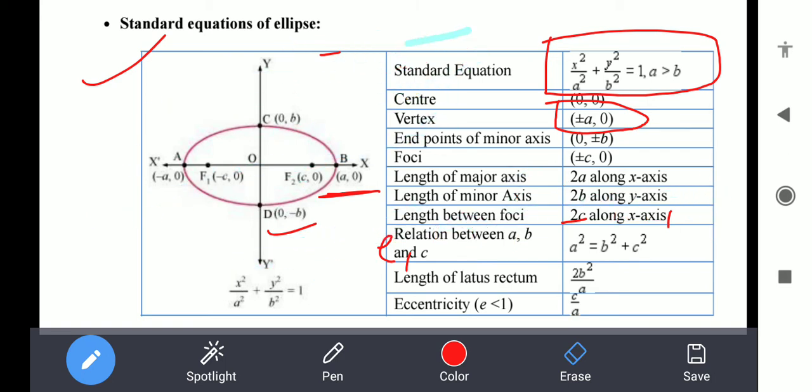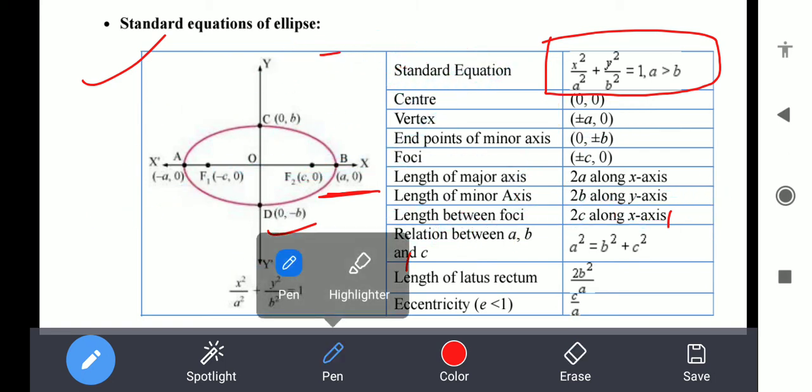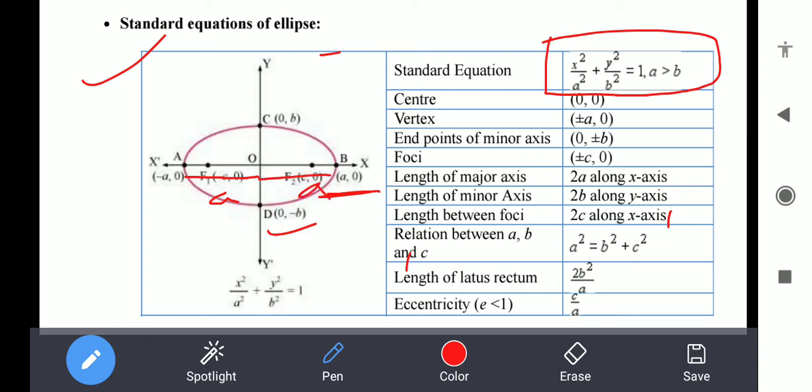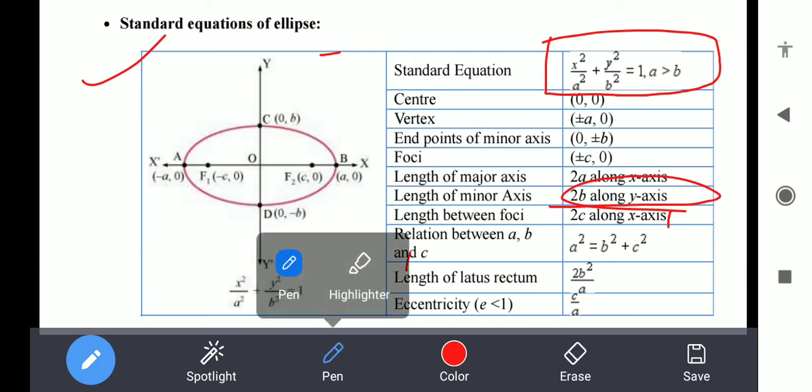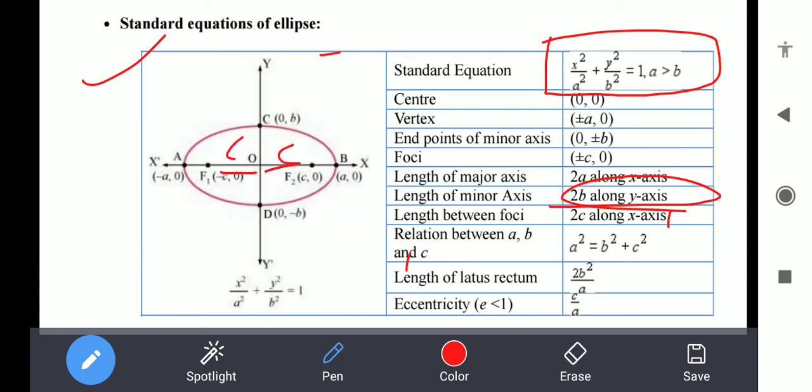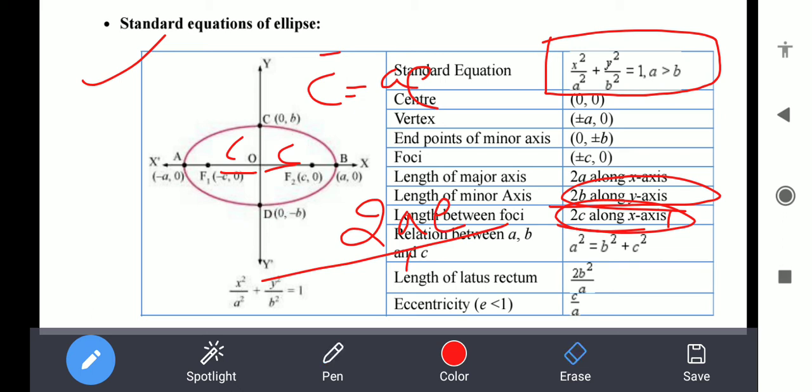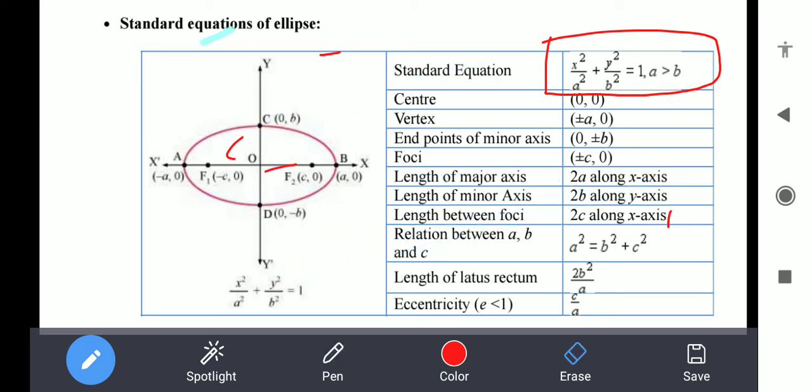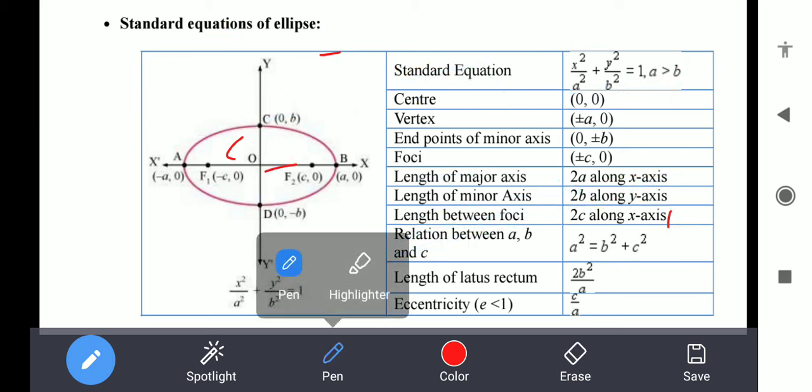The length of the major axis, that is a and a, is total 2a along the x-axis. The length of the minor axis, b and b, is total 2b along the y-axis. Distance between two foci, that is c and c, is 2c. The value of c is ae, so the distance between two foci is 2ae. Relation between a, b and c: a square is equal to b square plus c square.